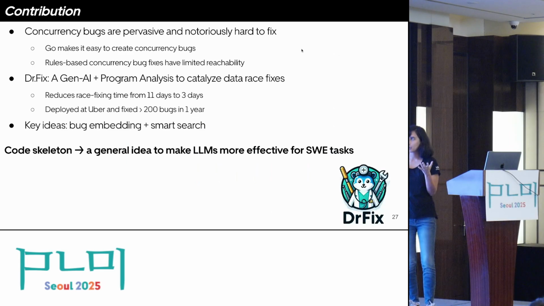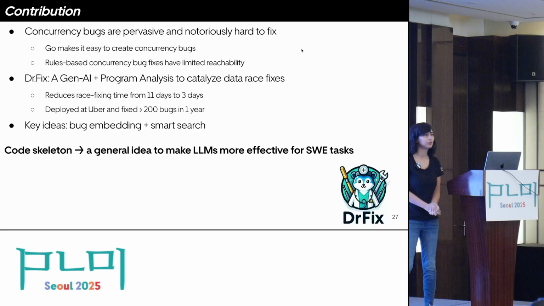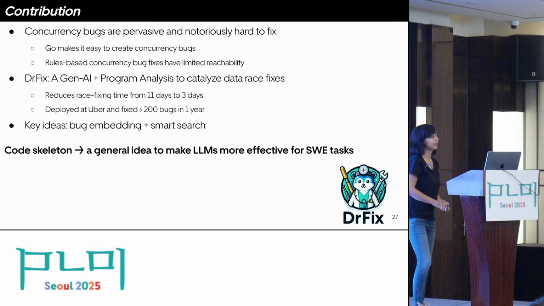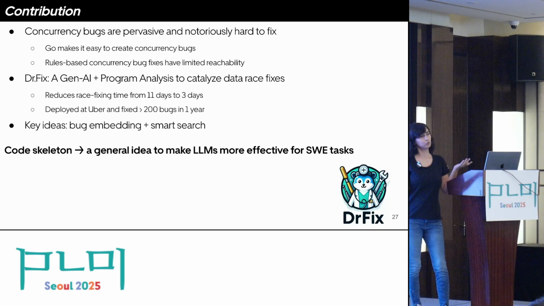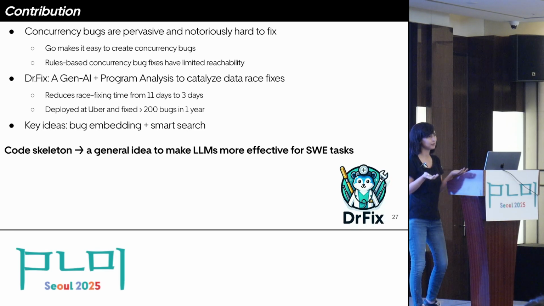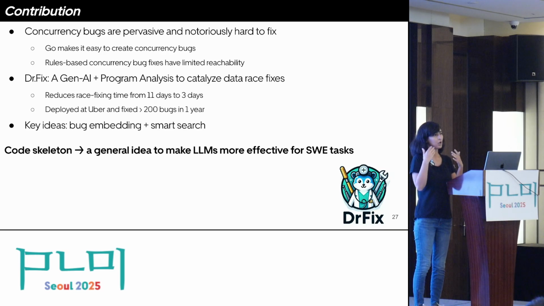So to wrap up my talk, today I talked about concurrency bugs, in particular data races, which are pervasive and hard to fix. Although Go makes it easier to write concurrent programs, at the same time it makes it easy to create these concurrency bugs as well. There have been some approaches in the literature, but most of these are rule-based approaches that have limited reachability.